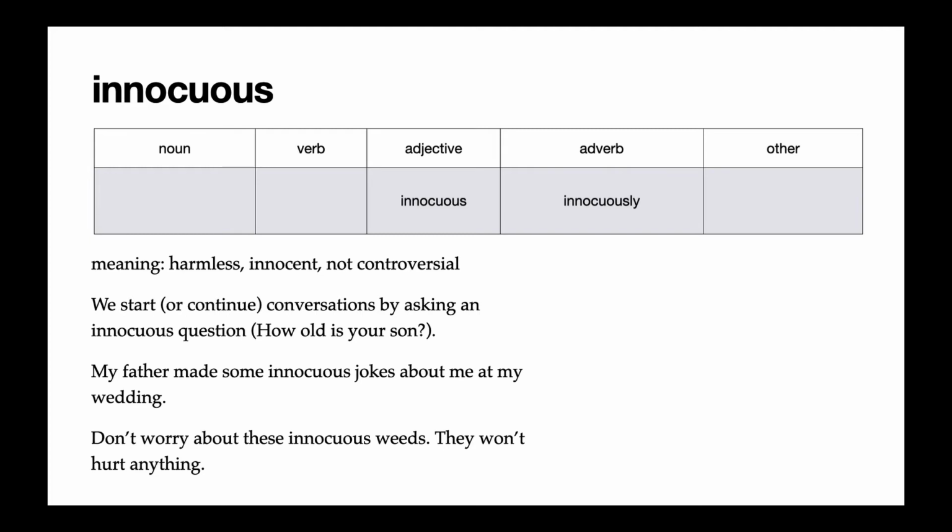Our next word is innocuous. Innocuous means harmless, innocent, not controversial. The example from the reading was, we start or continue conversations by asking an innocuous question, like how old is your son? This question is harmless. That means it's not controversial, it's not too personal, it's not offensive, no one's going to get upset about this question. The second example was, my father made some innocuous jokes about me at my wedding. That means these jokes were not mean. They were funny. Everyone thought they were okay.